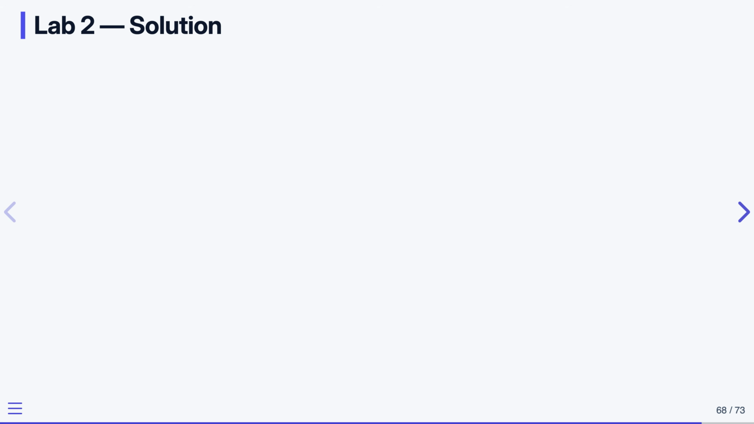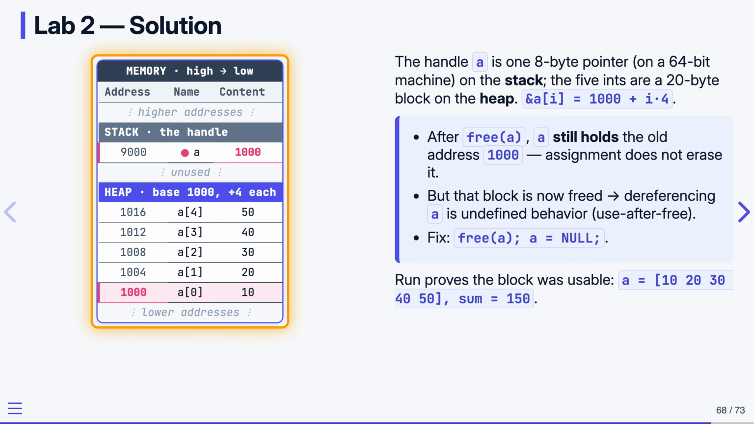Let us check the drawing. Compare your picture with this one piece by piece. This is the memory map. The handle is one small pointer on the stack. It holds the base address of the block. The 5 ints sit together on the heap, and each one is 4 bytes after the last.